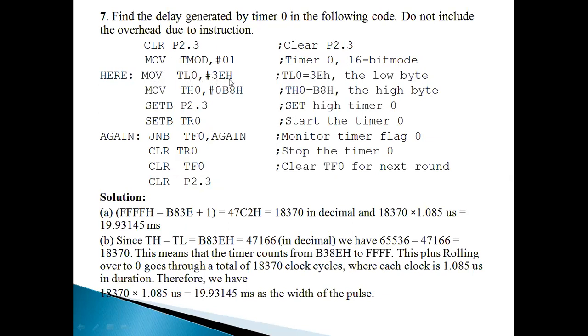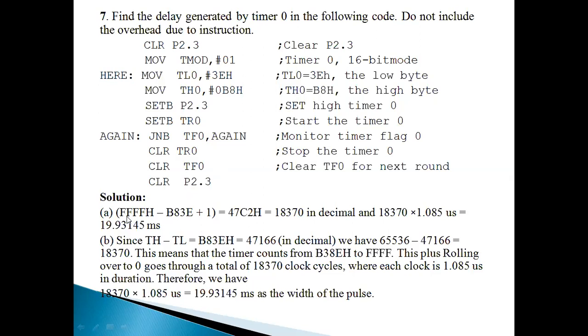Move TL0 comma 3EH. 3EH is moved into TL0 of timer 0, and B8H is moved into TH0 of timer 0, and the timer 0 is being set high through P2.3 and started using the instruction SETB TR0. Next, we are monitoring the timer flag. When the timer flag becomes high, we come out of the loop, stop the timer and clear the timer flag. Also clear P2.3. This problem has two solutions. We can solve it in these two ways.